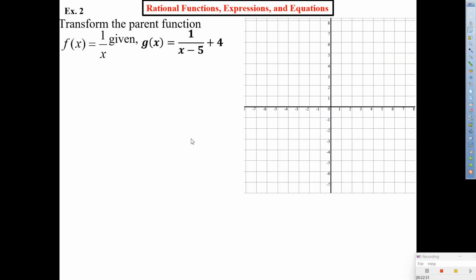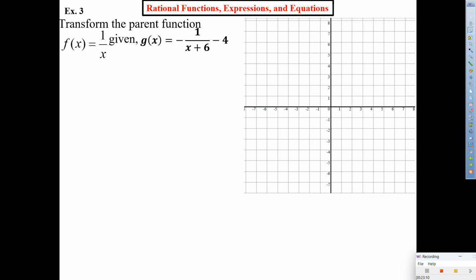Now we're going to number 3. This one has a little bit of a curveball towards the end. Let's see if you guys catch it. Write that down. Example number 3: transform the parent function f of x equals 1 over x, given g of x equals negative 1 over x plus 6 minus 4. Set up a new coordinate plane on the side. I'll give you guys some time, and I'll send this to your screen.